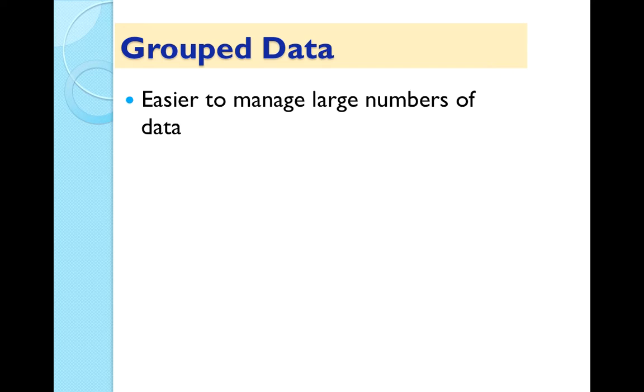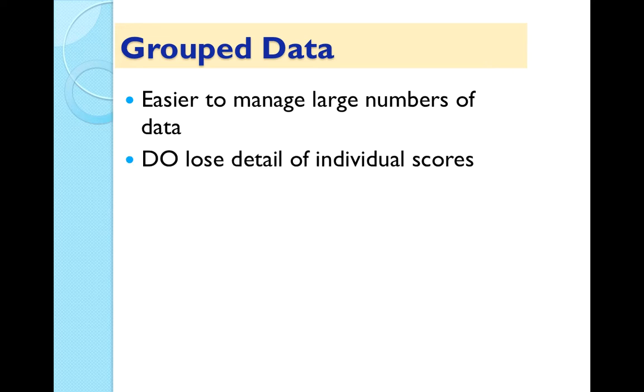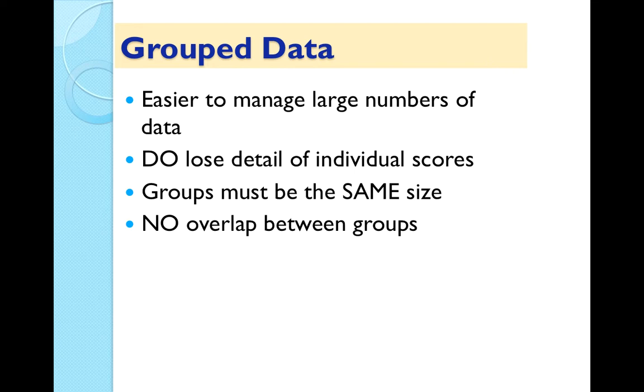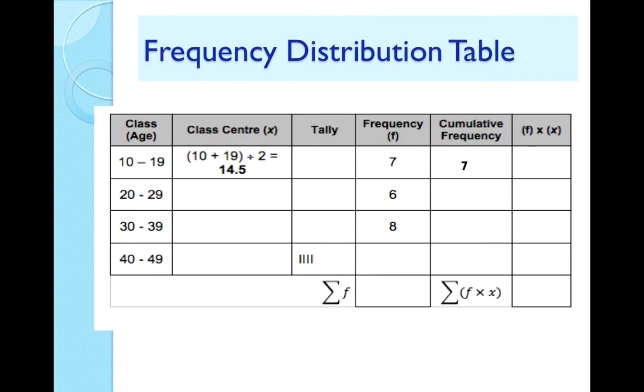We often prefer working with group data because it's easier to manage large numbers of scores. We do lose detail of individual scores, and we have to make sure the groups are the same size with no overlap between groups and no gaps between groups.